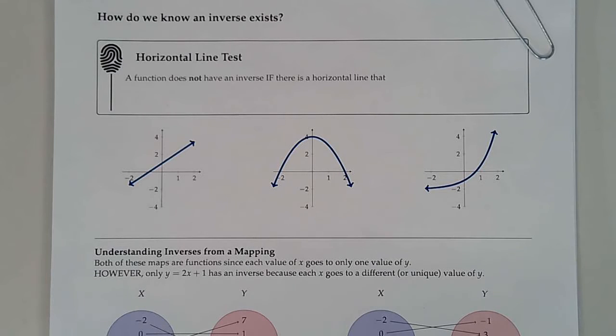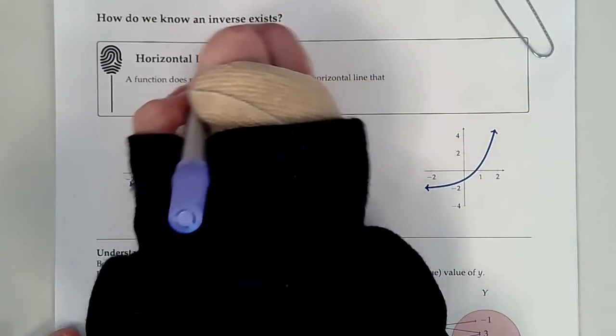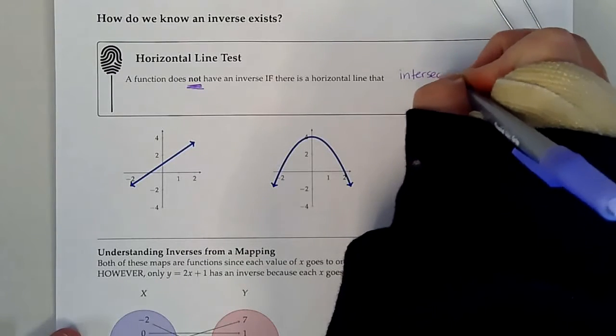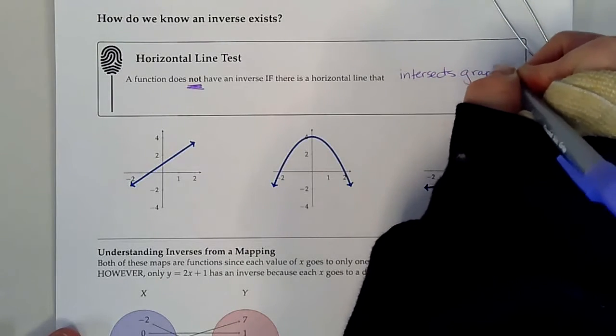Remember, the vertical line test told us if the graph we were looking at is a function. The horizontal line test is going to tell us if the function has an inverse. So here's how it works. A function does not have an inverse if there is a horizontal line that intersects the graph at more than one point.